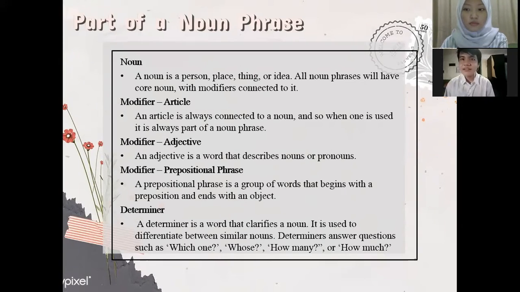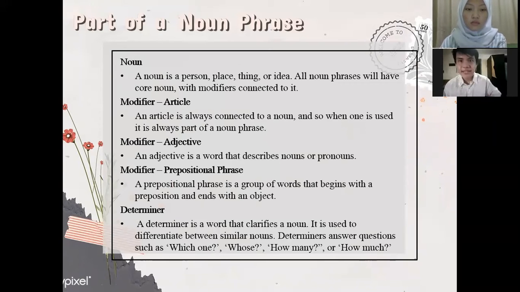And these are the parts of a noun phrase. First off is noun. A noun is a person, place, thing, or idea. All noun phrases will have a core noun with modifiers connected to it. Second is modifier article. An article is always connected to a noun, and so when one is used, it is always part of a noun phrase.